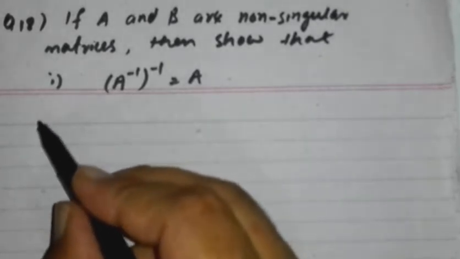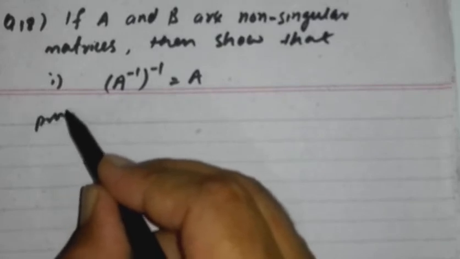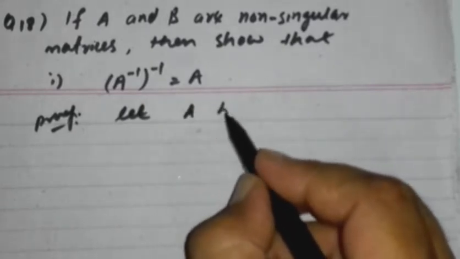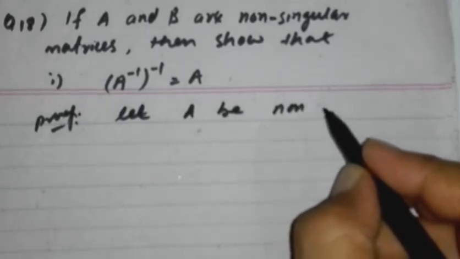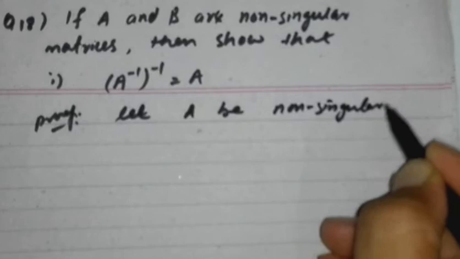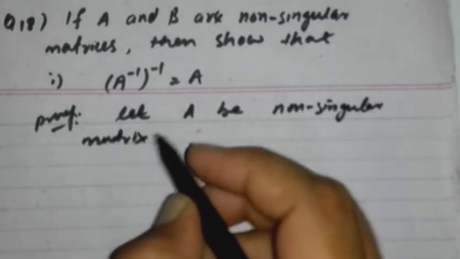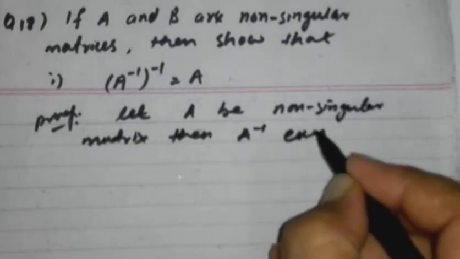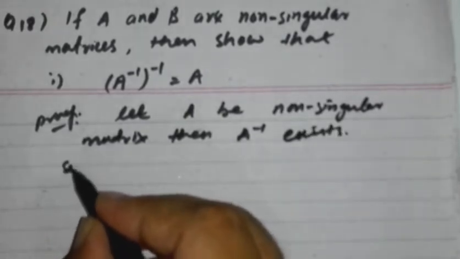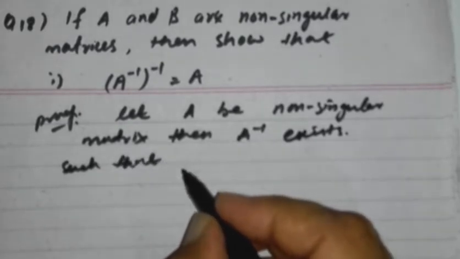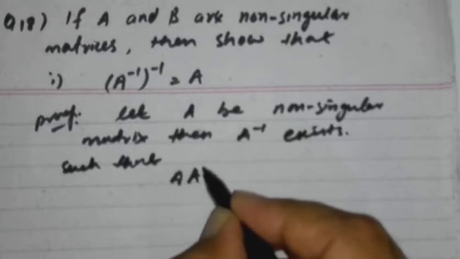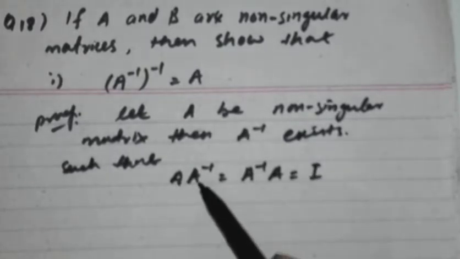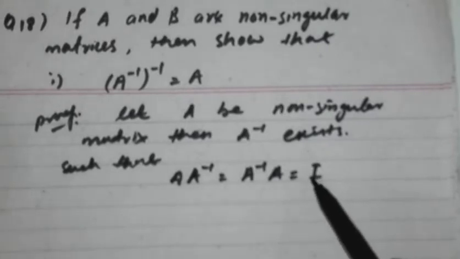Solution for the first proof. Let A be a non-singular matrix, then A inverse exists such that A into A inverse equals A inverse A equals I. We know that when a matrix and its inverse multiply, we get the identity matrix.